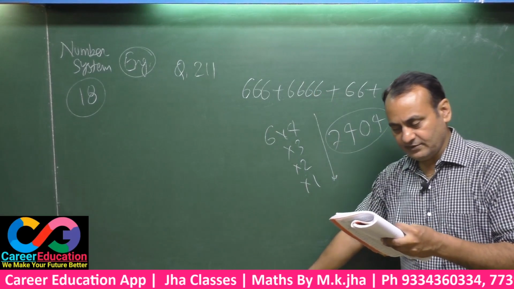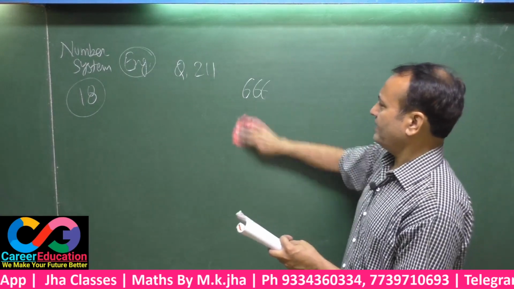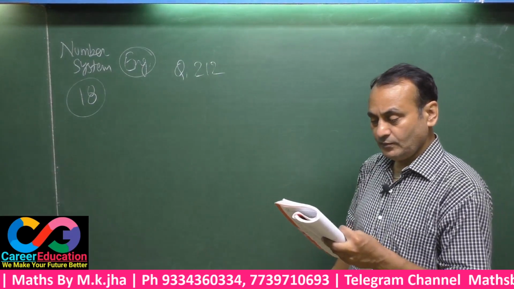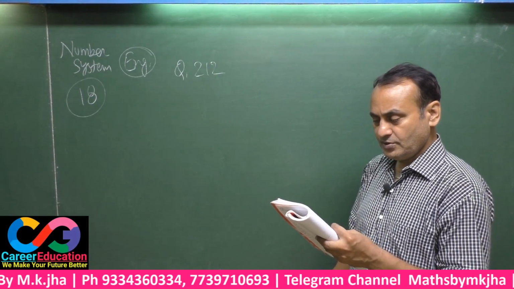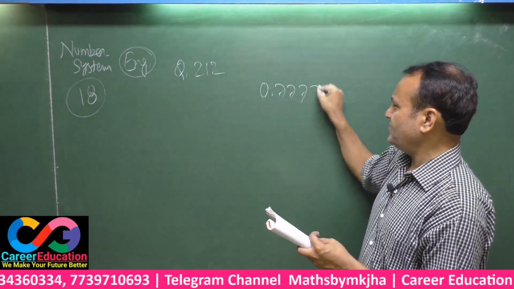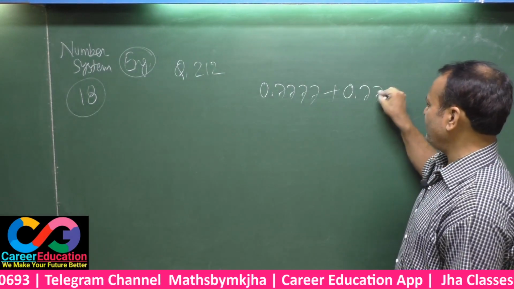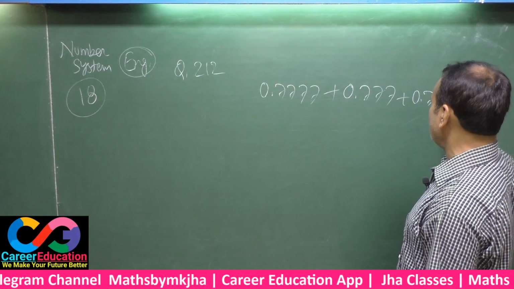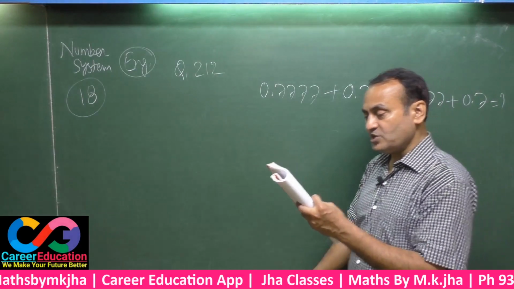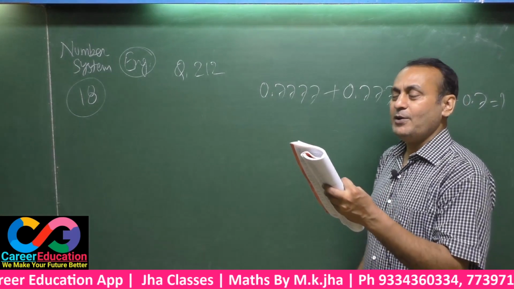212. See. Now question number 212. This is 0.7, 0.77, 0.777, 0.7777. That means again the trick must be applied here, as single 7 is there, double 7 is there, triple 7 is there, four 7s is there.